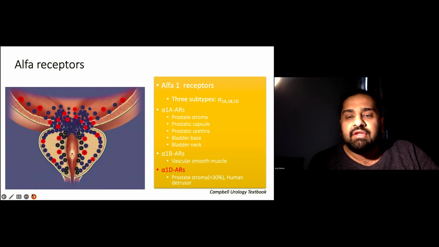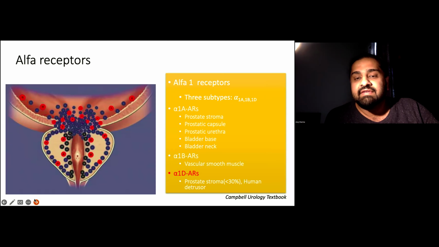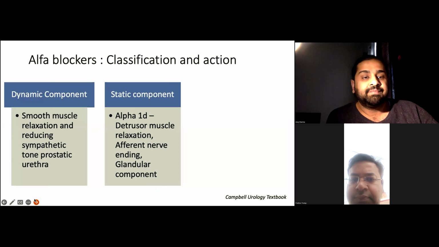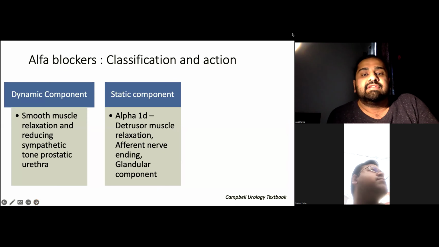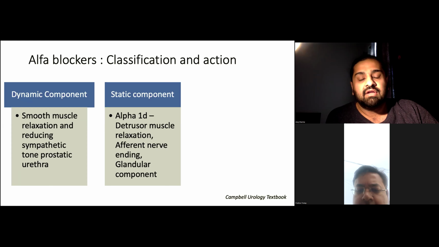Subsequently, we would be touching upon the static as well as the dynamic components of obstruction. A very careful mention is that the alpha-1D receptors are mostly related to the static component, and the alpha-1A, which act on the smooth muscles, are related to the dynamic component. In alpha blockers, the classification is basically on the selective as well as the broad-based alpha blockers. The dynamic component focuses on the smooth muscles and helps in reducing the sympathetic tone of the prostatic urethra, whereas the static component is the alpha-1D, which is detrusor muscle relaxation and also acts on the afferent nerve endings and the glandular component.